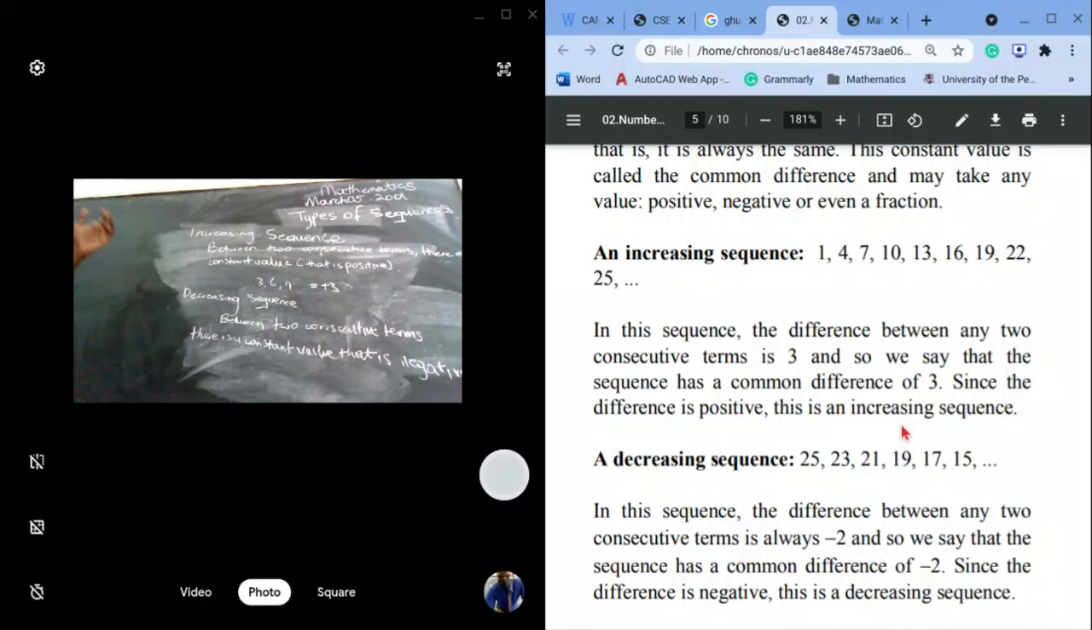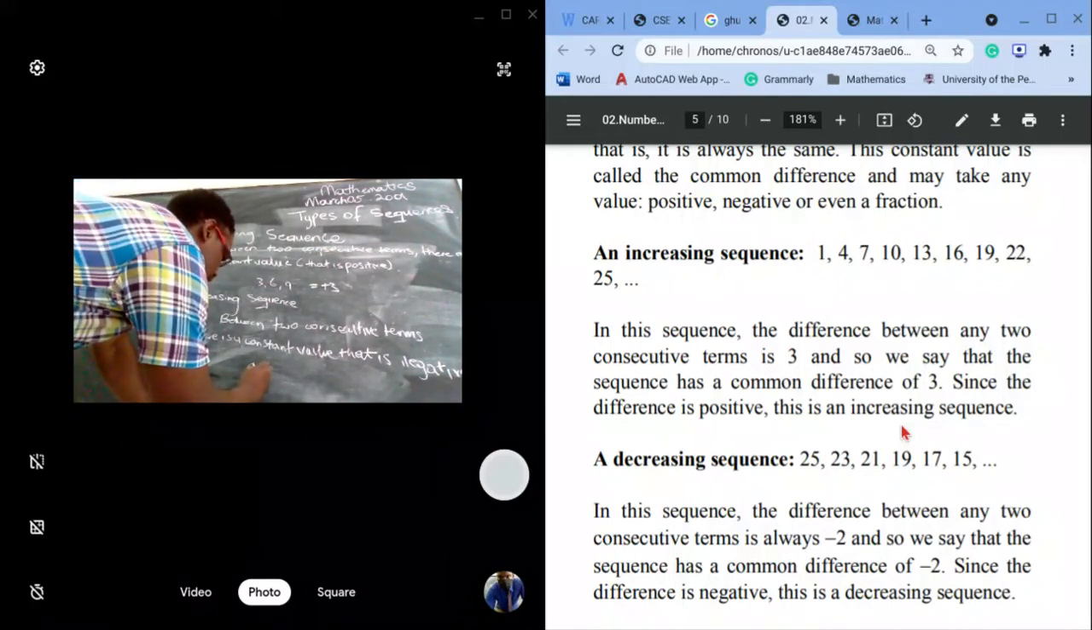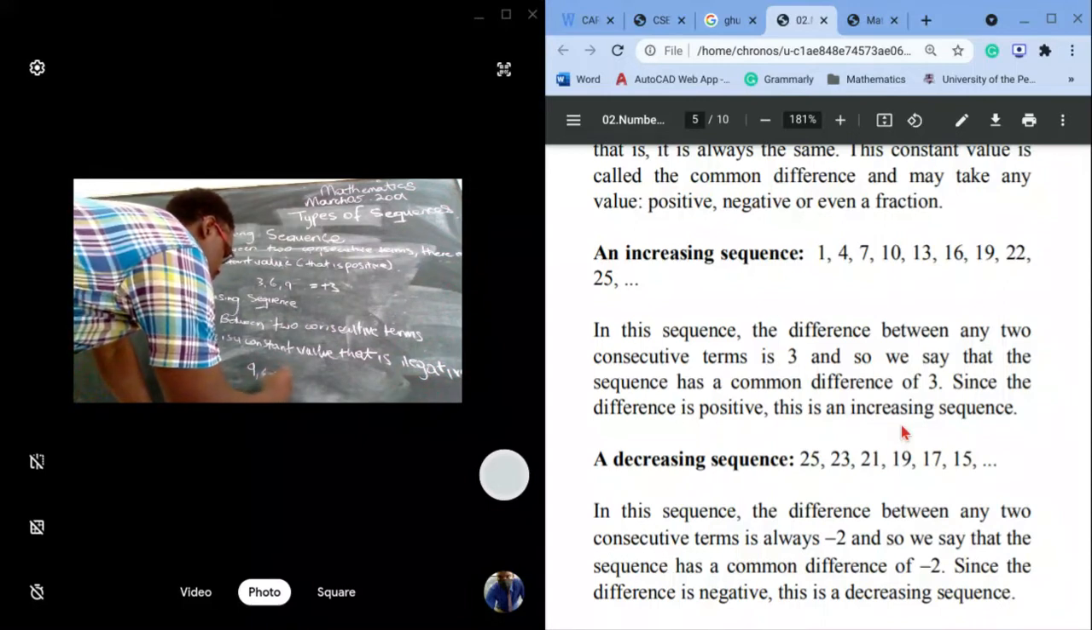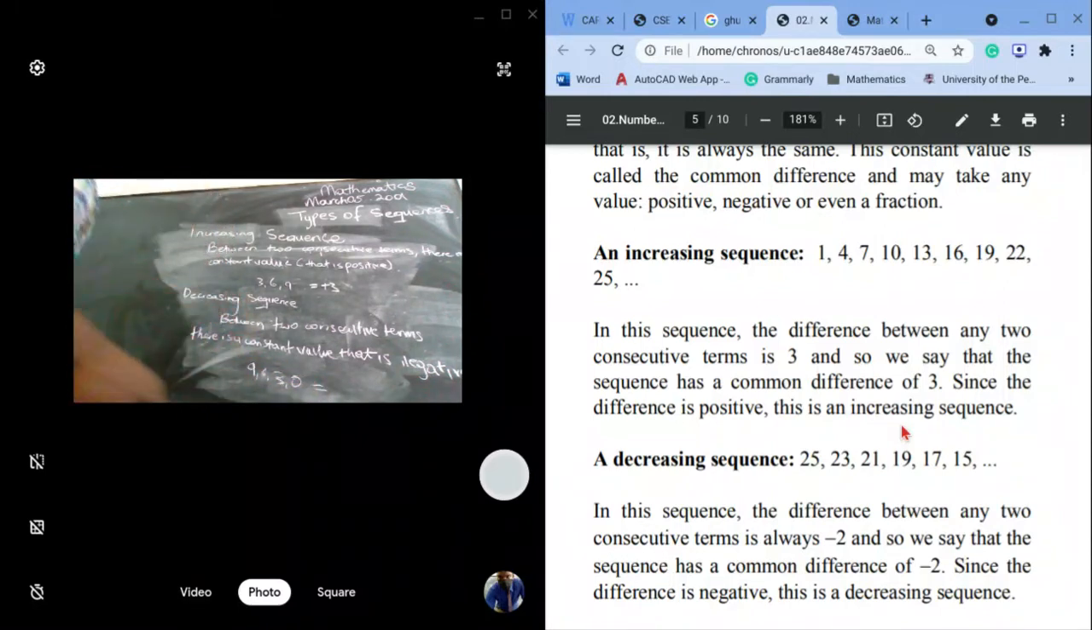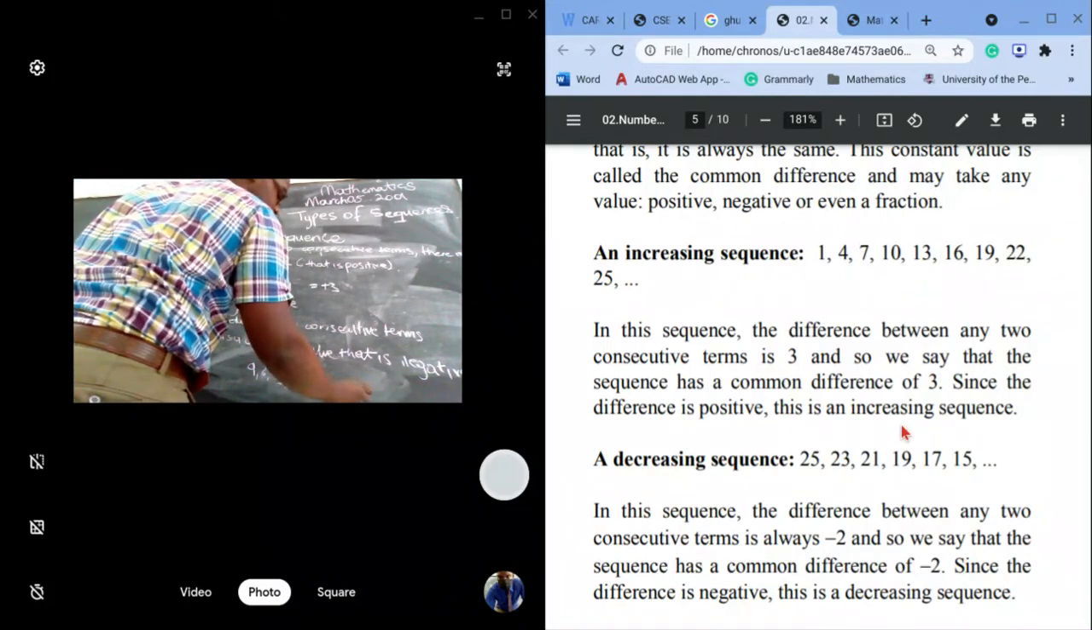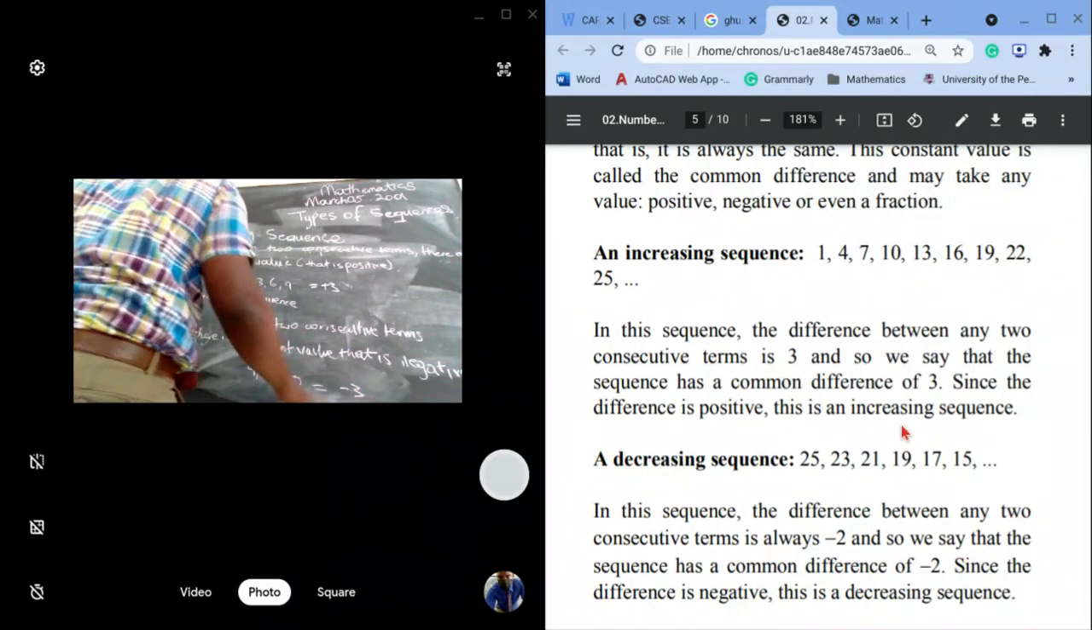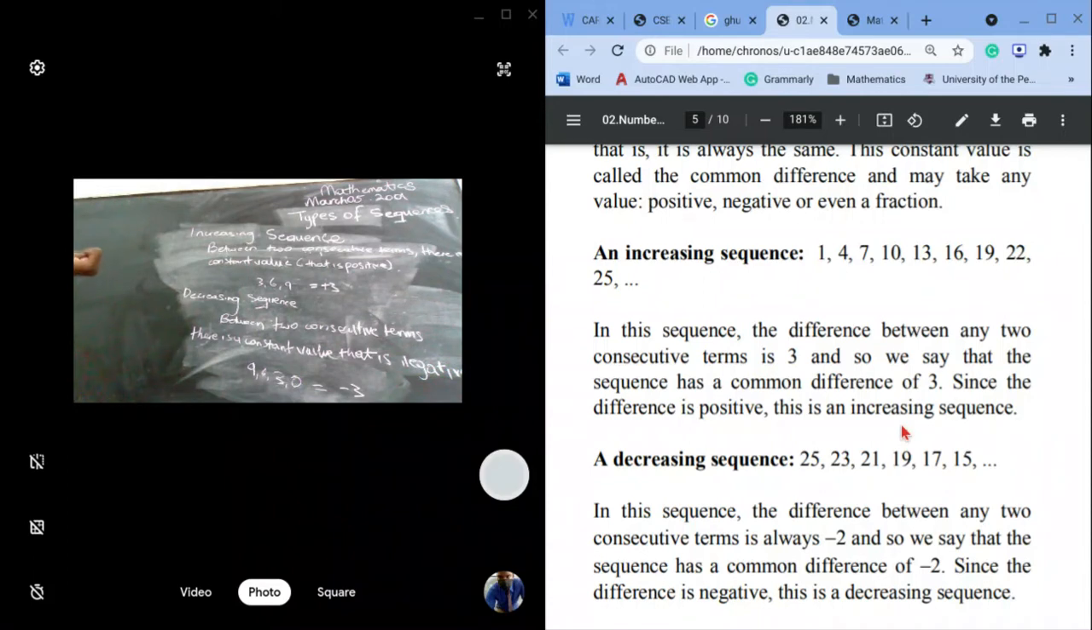All right. Example. Let's do 9, 6, 3, and 0. I am decreasing each time by a negative 3. So those are the two main definitions for increasing and decreasing sequences. Okay, now we're going to move to a different type of sequence.